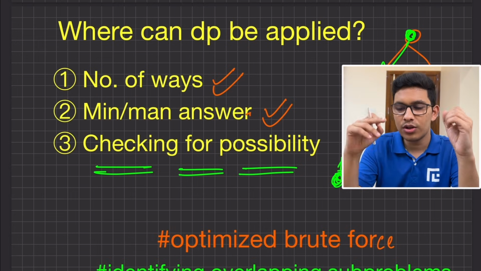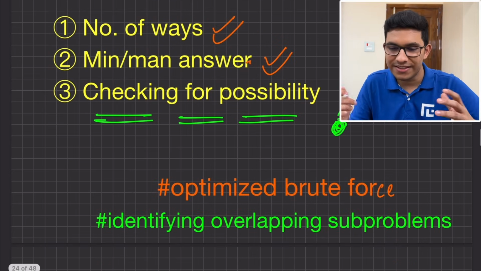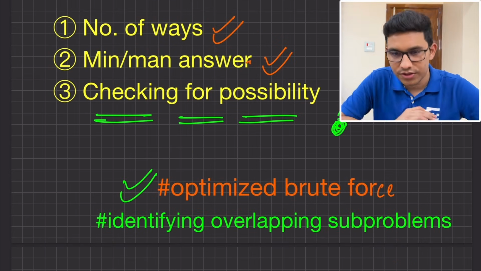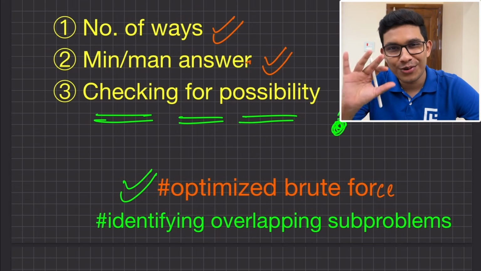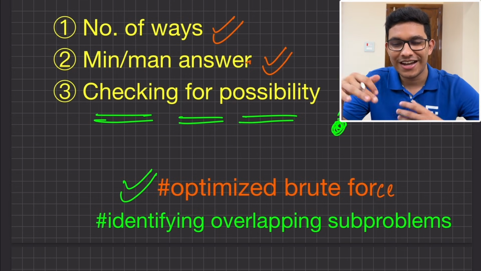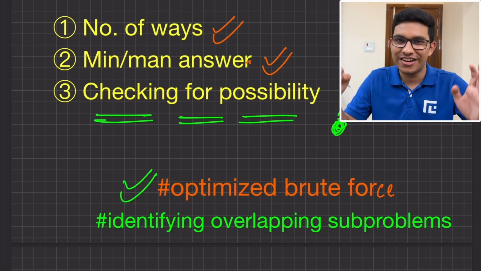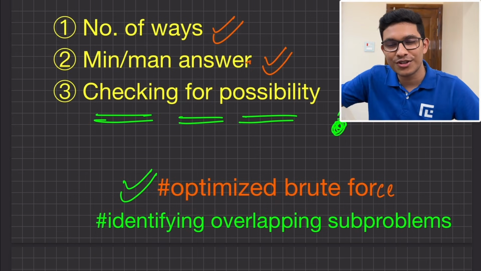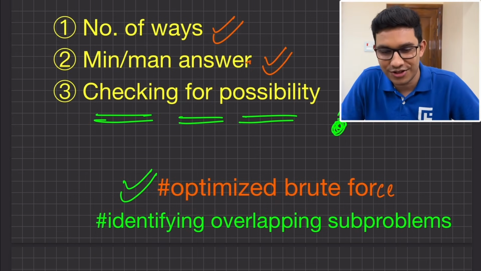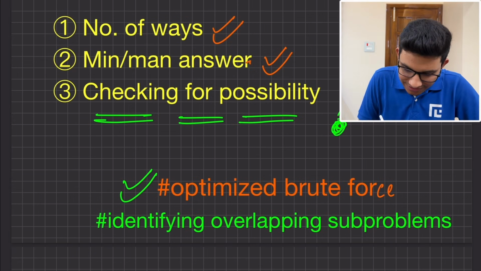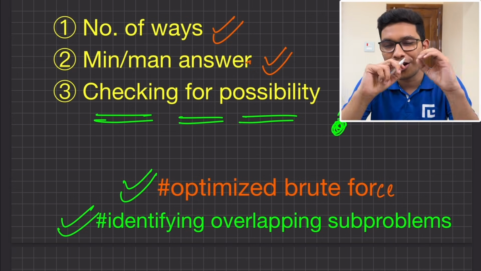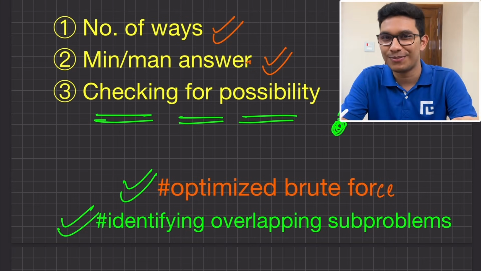Okay. And how I like to view DP is that it is nothing but optimized brute force. Although it is not brute force exactly, it is divide and conquer, but I like to treat it like this, that it is nothing but optimized brute force. Because generally, I tend to think about problems in a brute force manner, and DP acts as an optimization on them. Okay. And finally, DP is all about identifying the overlapping subproblems.